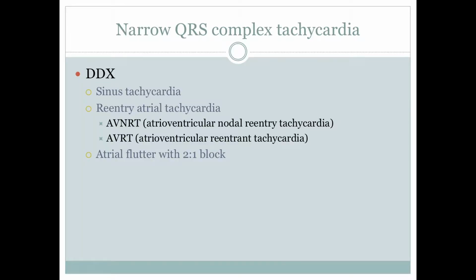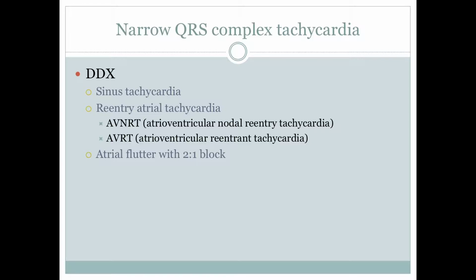So the differential for narrow QRS complex tachycardia includes sinus tachycardia, any kind of re-entry atrial tachycardia, which will include AV-NRT and AV-RT, as well as atrial flutter with a 2-to-1 block. AV-RT and AV-NRT can be pretty difficult to diagnose just looking at an EKG. AV-RT specifically is a supraventricular tachycardia, so a tachycardia that comes from above the ventricles or above the AV node.